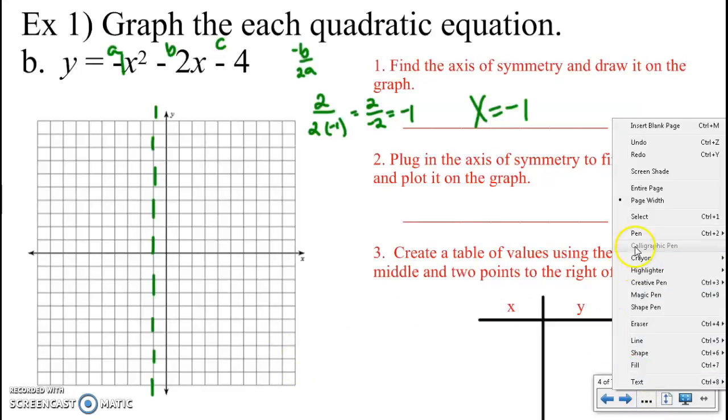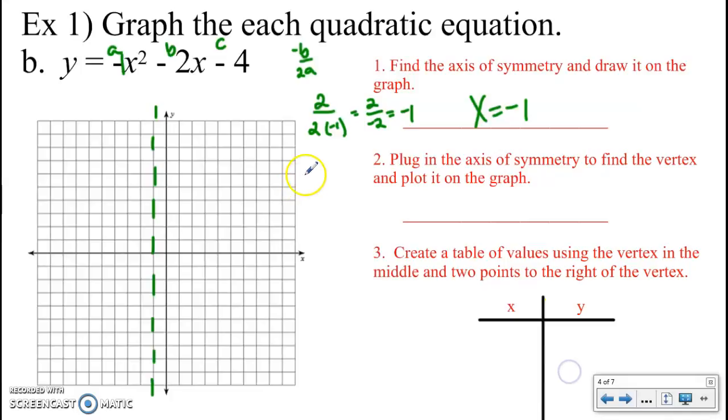Step 2. Go ahead and plug that value that you just found into the original equation. So we have negative 1 squared minus 2 times negative 1 minus 4. So negative 1 squared is 1. That negative is just going to hang out front. Negative 2 times negative 1 is positive 2, and then minus 4. So negative 1 plus 2 is 1, minus 4 is negative 3. So I have negative 1, negative 3 for the vertex. So negative 1, negative 3. 1, 2, 3. Okay, so first 2 steps, pretty easy.